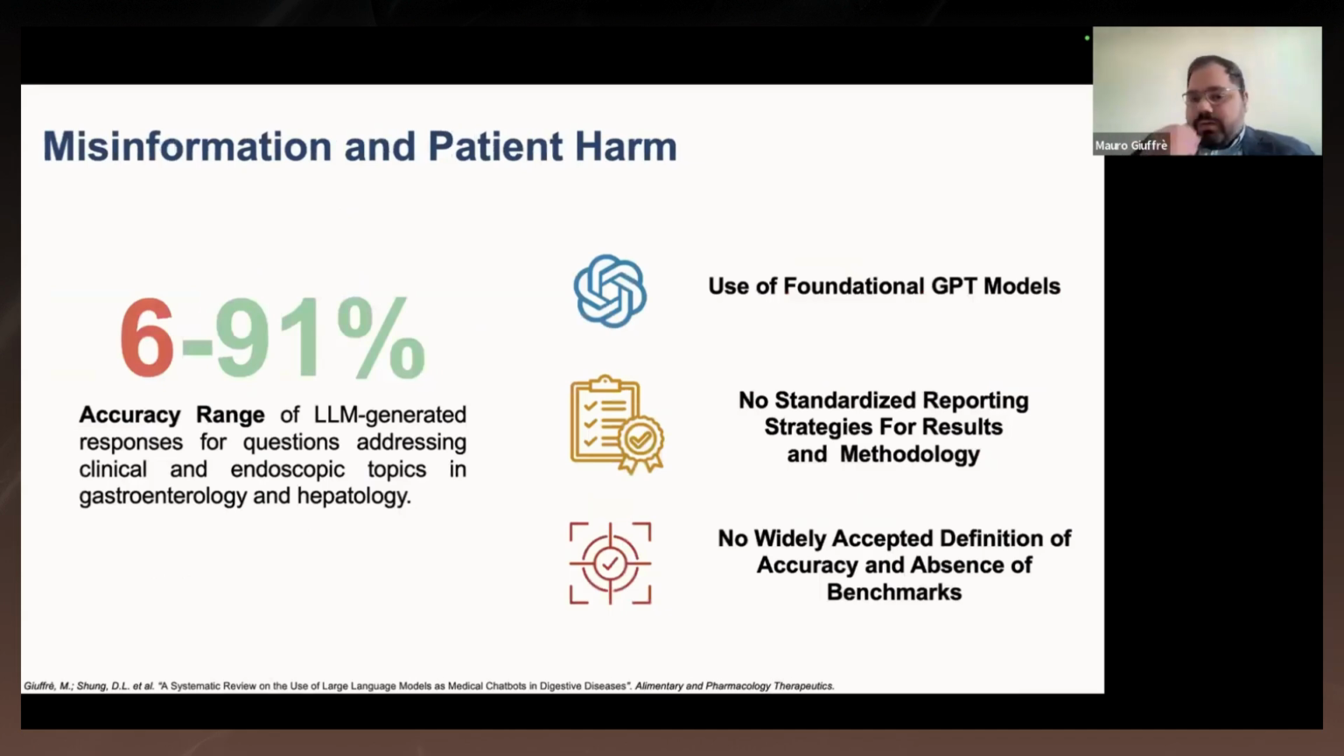We conducted a systematic review of how accurate LLM responses are in digestive disease, and we found that the accuracy range is too broad, ranging from 6 to 91%, and this happened for three main reasons: the use of foundational models, which didn't include techniques to incorporate, for example, guidelines. There is still no standardized reporting strategy for results and methodology using LLMs in medical studies. And there is still no agreed definition of accuracy, and there are no accurate benchmarks to test for accuracy.